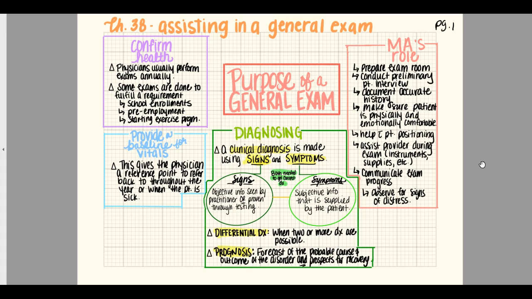You also want to make sure that the patient is physically and emotionally comfortable. You want to help with the patient positioning. We're going to talk about that more also. And assist the provider during the exam by passing instruments, getting them supplies, supporting the patient as necessary, things like that. Another part of our role in the general exam is largely to communicate the exam's progress, and this is more to the patient than it is the provider, and that again lends to making sure that the patient is both physically and emotionally comfortable.